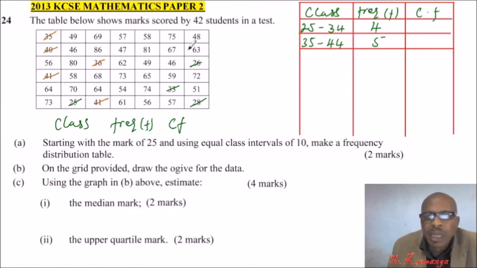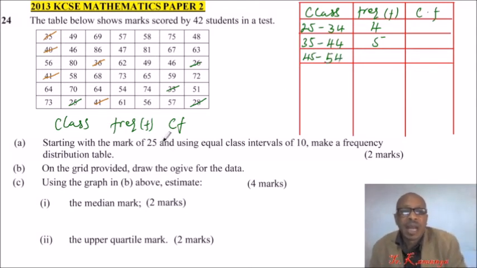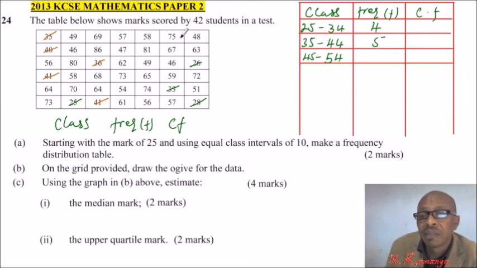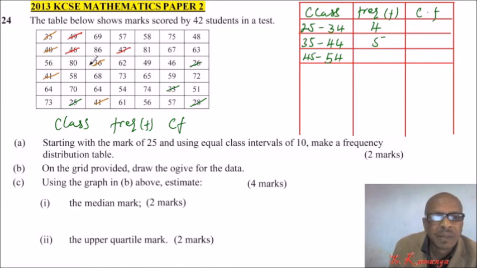Let's go to the next class. The next class we put a column there. Then we have 45 to 54, and therefore we get marks which are between 45 and 54. That is 1. 45 to 54, this is another one. Another one. Another one. That's another one.